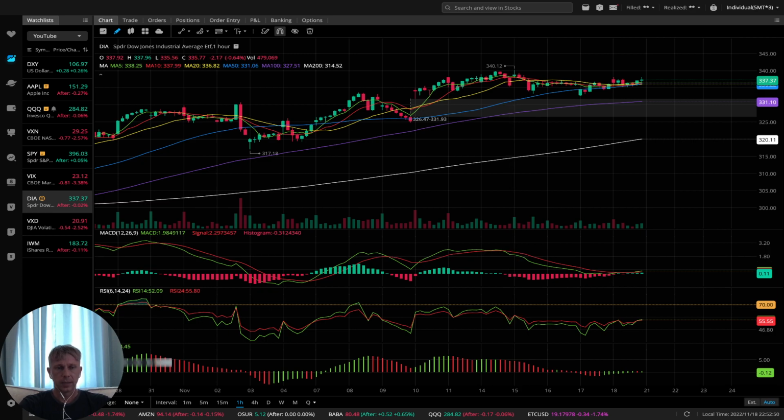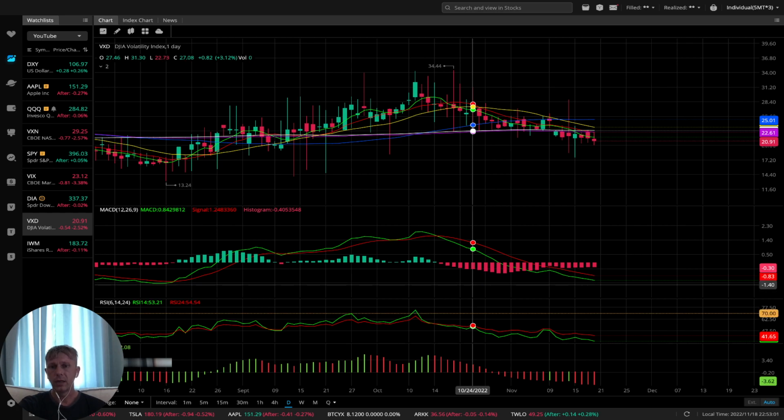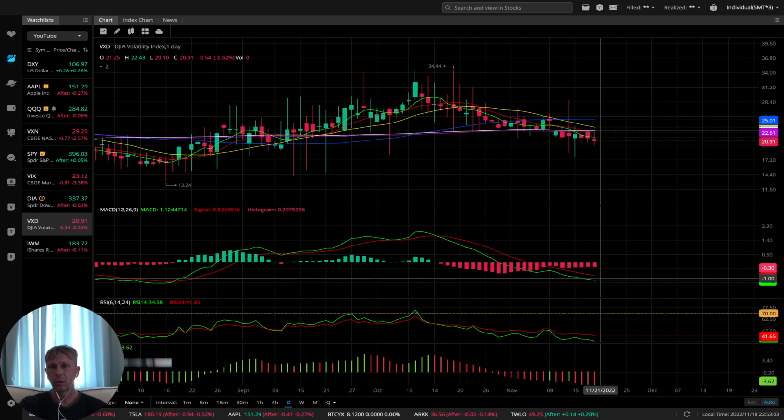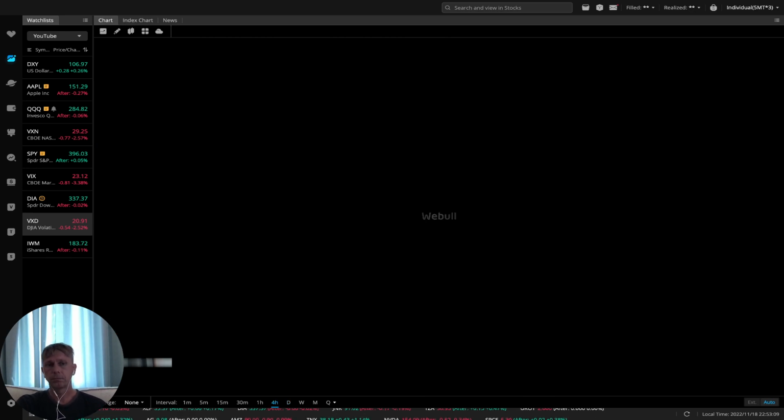Okay, that's what we have. Dow wants to change direction to bearish. Let's move to VXD, the volatility index for Dow. On daily, still bearish, and below MA200. No bullish confirmation yet.